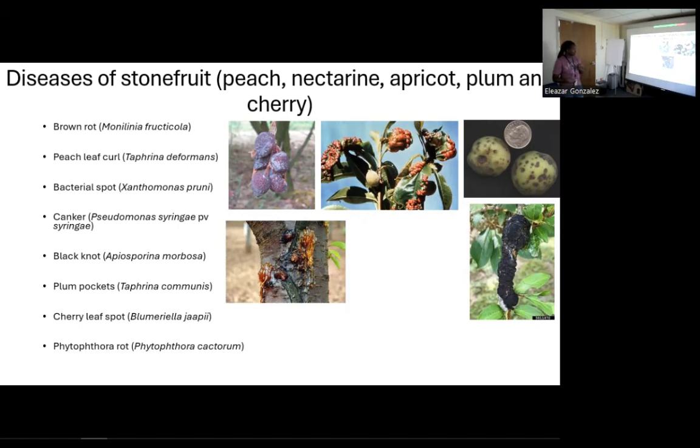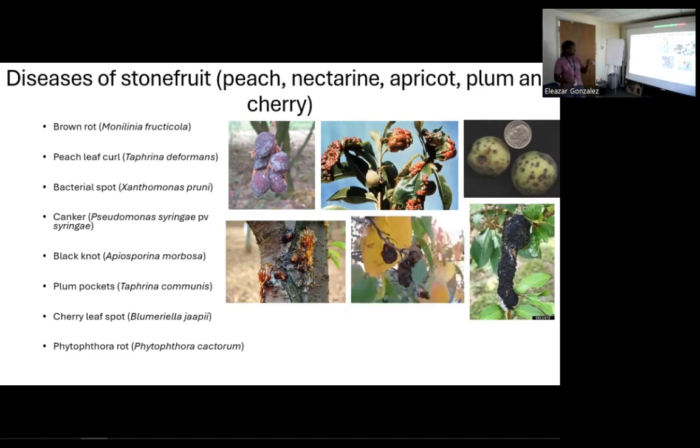And then we also have plum pockets. I actually saw this one. Dr. Nadia has the Finca Eco Farm down over there, and they called me because they had symptoms of curling on their Mexican and American plum. Very pretty, but not good for the tree owner.